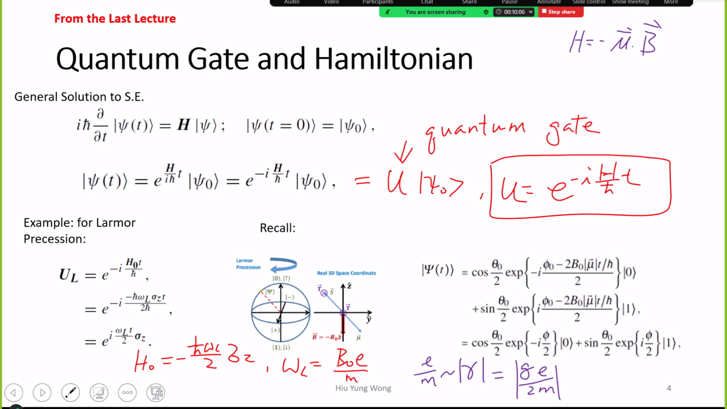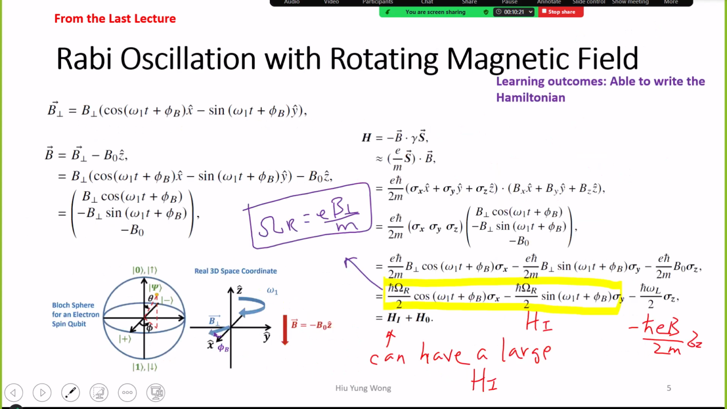Any questions? So after all these words, the point is to remind you what the Larmor frequency is, but most importantly, how the quantum gate is related to the Hamiltonian. Okay, any questions? If no, then let's go back to this rapid oscillation.